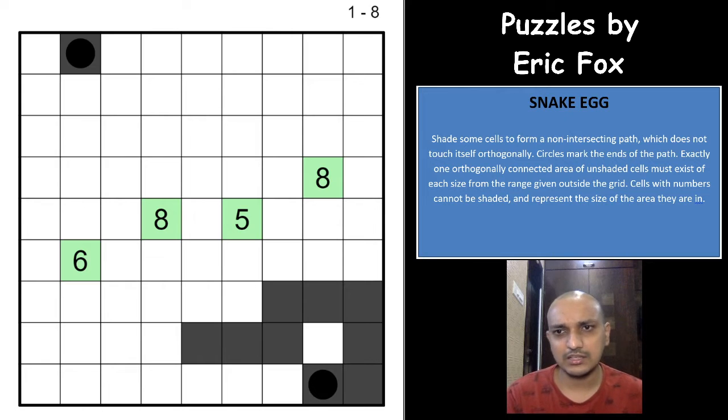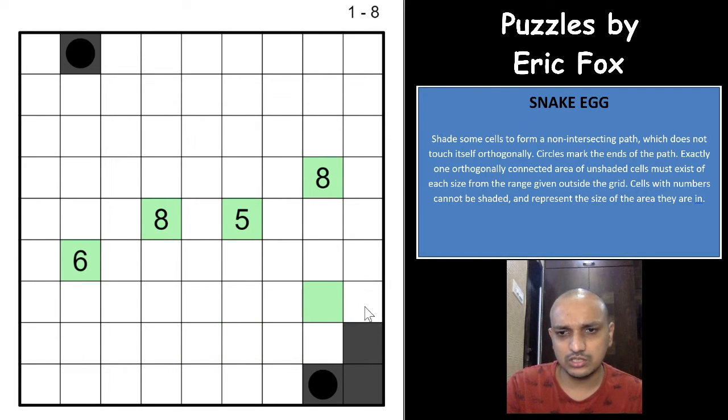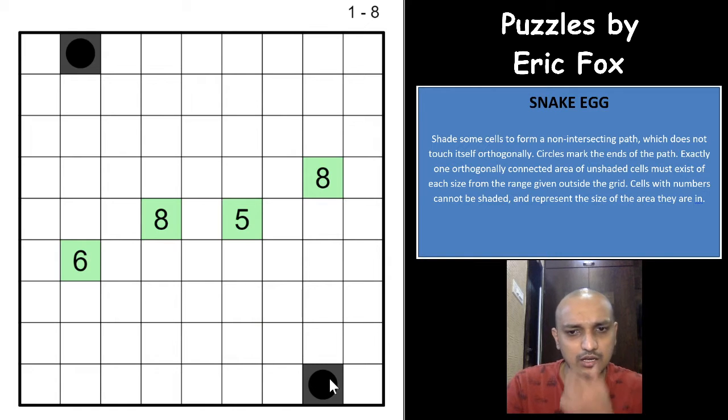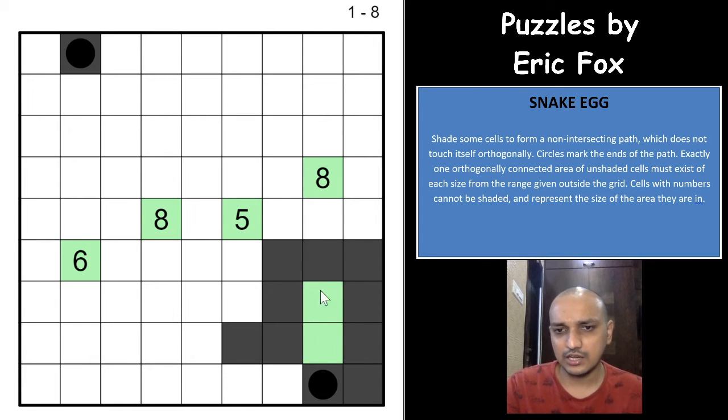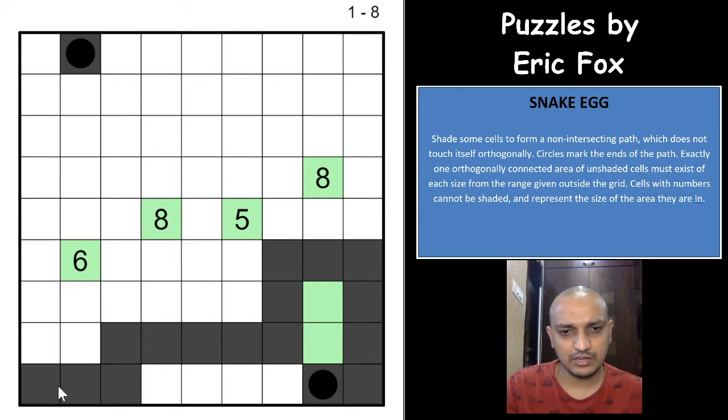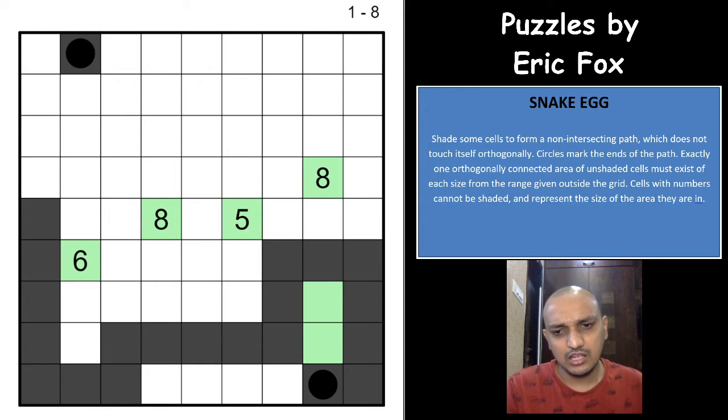And circle mark the ends of the path. Exactly one orthogonal connected area of unshaded cell. Okay, so what do the numbers indicate? Whenever you have an area that is uncovered by the snake, that is not used by the snake, say an area of 2 cells, or for example an area of 4 cells, the numbers indicate the number of cells in that area, which are not covered by the snake.